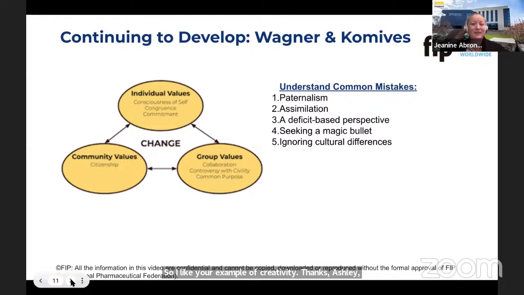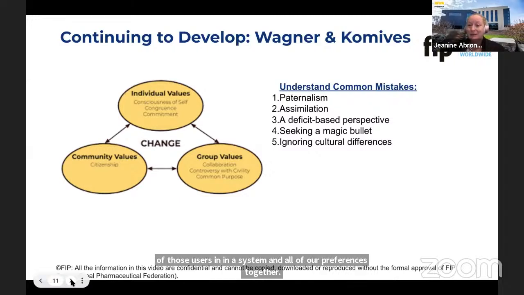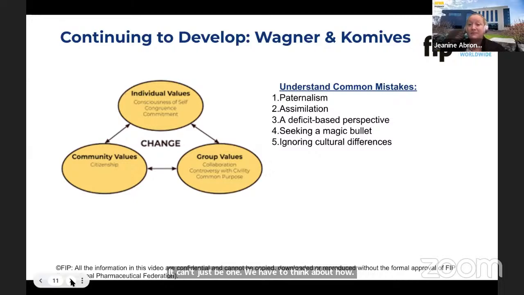And then you did talk about the cultural differences again, because it might be the preferences of those users in a system, and all of our preferences together. It can't just be one. We have to think about how everybody will utilize the things that we create.